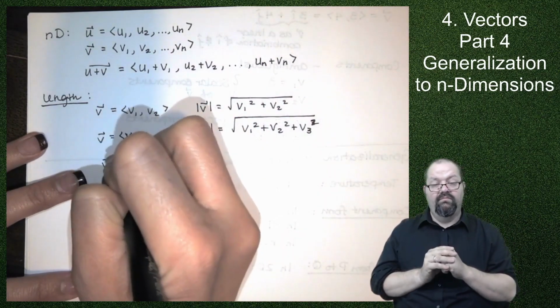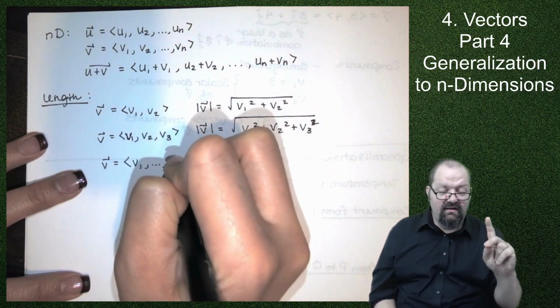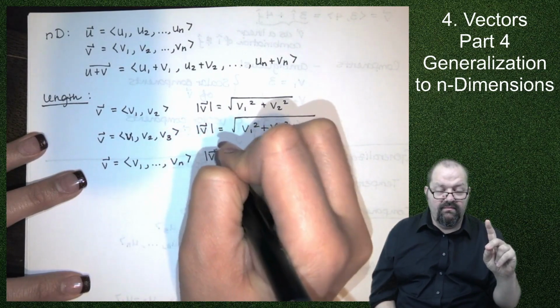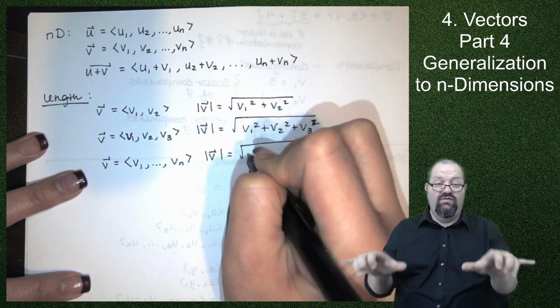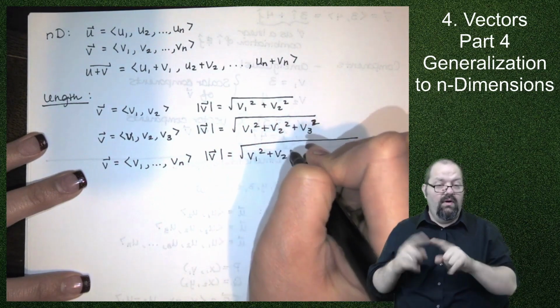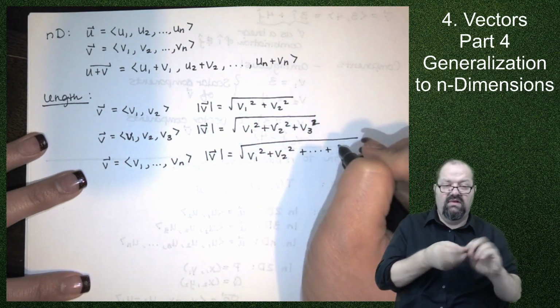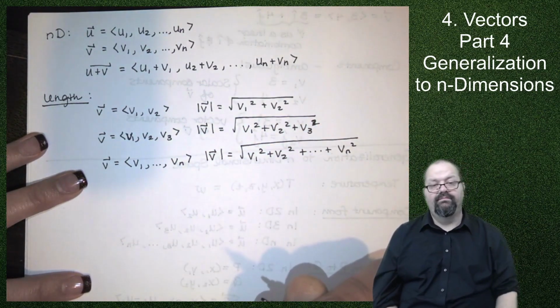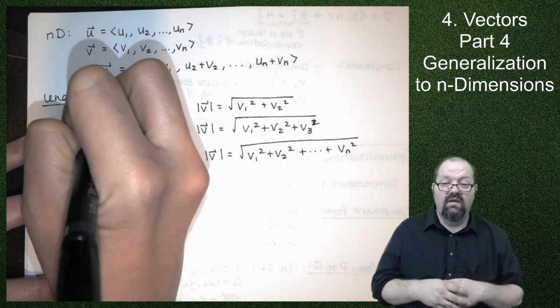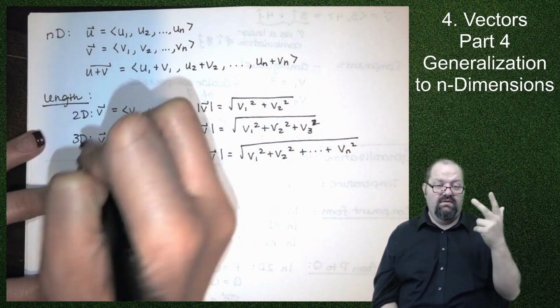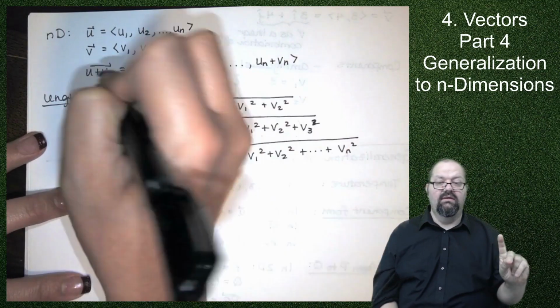In ND, do the same thing. You're just going to have n of them. Take the components, you square them, add them, and take the square root. That's it. That's 2D. That's 3D. That's ND. You can go backwards.